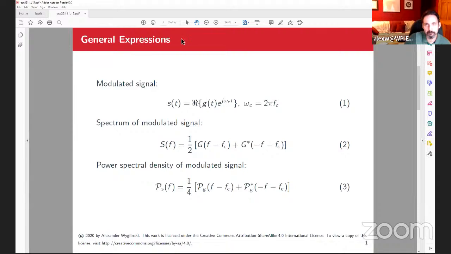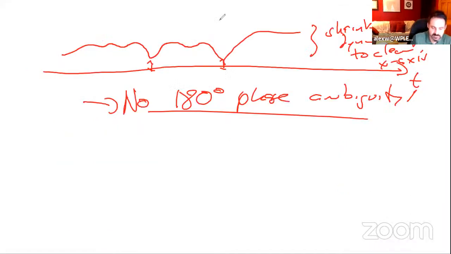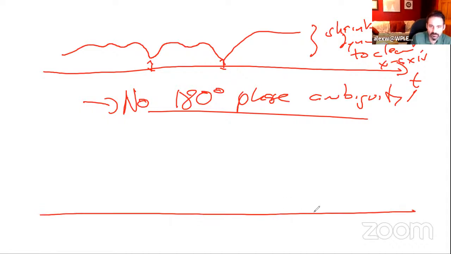So what the AM radio spectrum is going to look like is something like this: you're going to have your AM radio power spectral density, and then it's going to have the center frequency, minus FC.